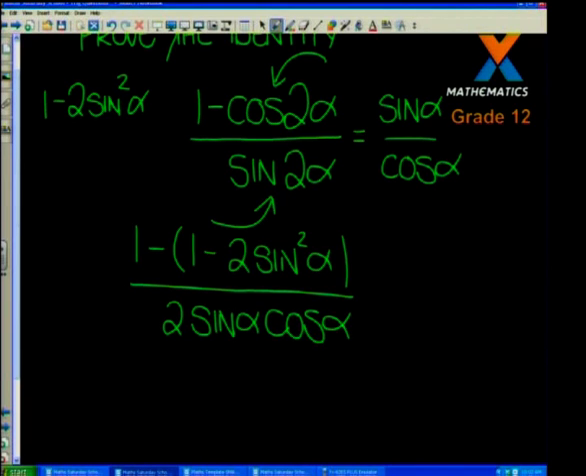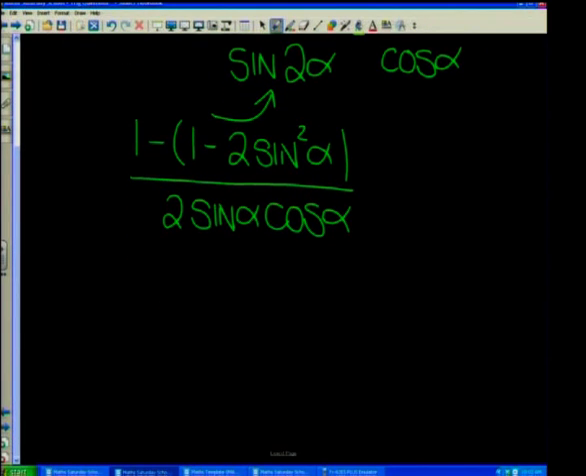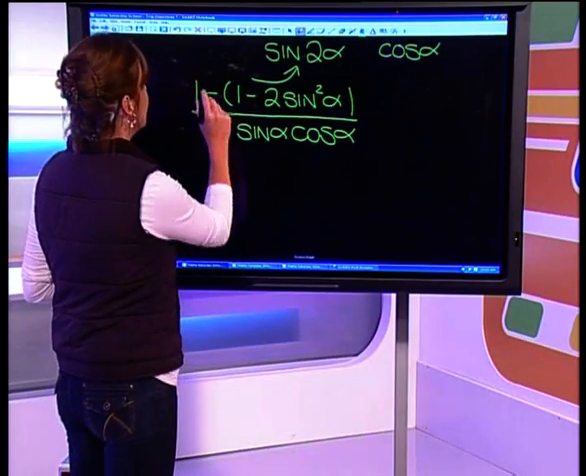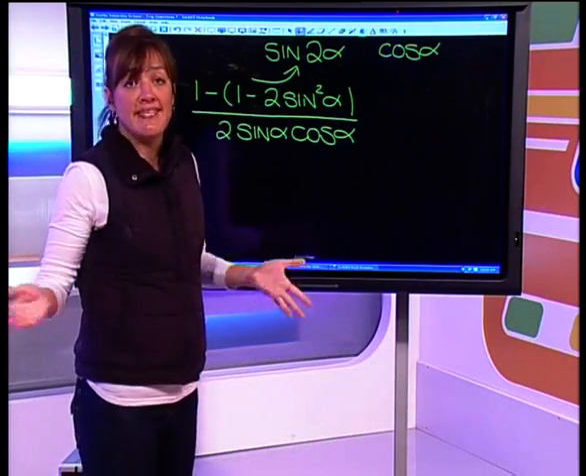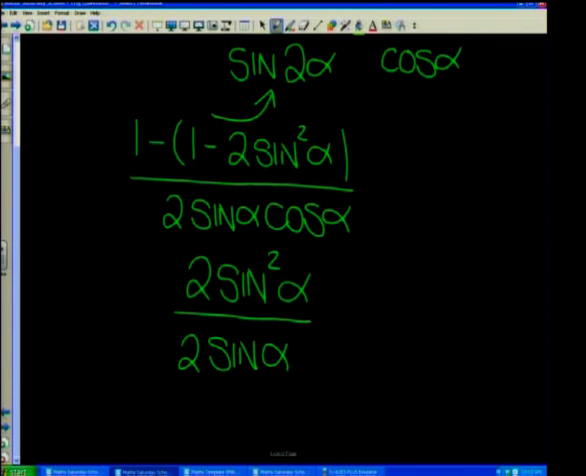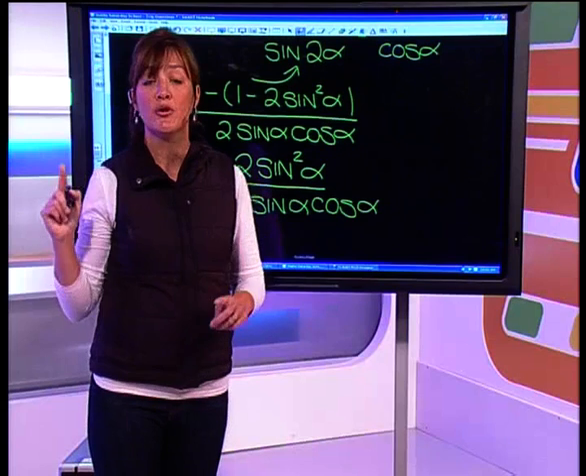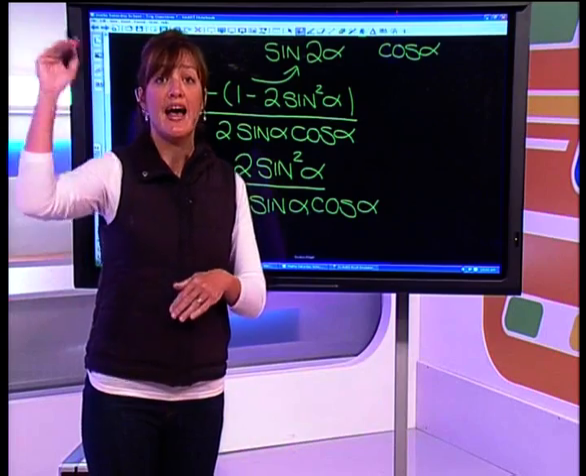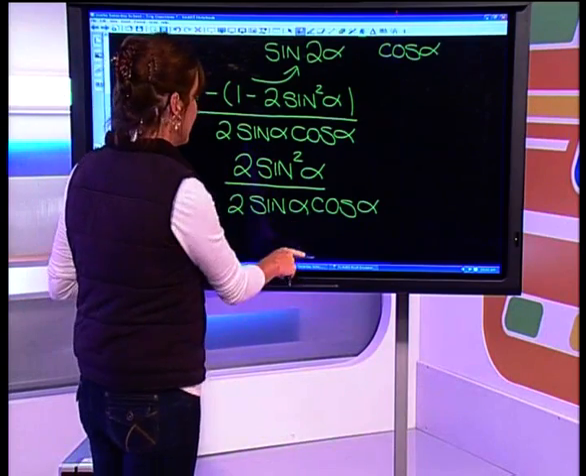Okay. Right, what are we sitting with now? Now that I've filled in this bracket, if I distribute the negative into our bracket, that's going to give us 1 minus 1. That's nice, that cancels out, so 1 minus 1 is gone. And my negative times my negative is now giving me a positive 2 sine squared alpha over 2 sine alpha cos alpha. Okay, so bearing in mind what we're trying to prove it equal to is sine over cos, let's not forget that.